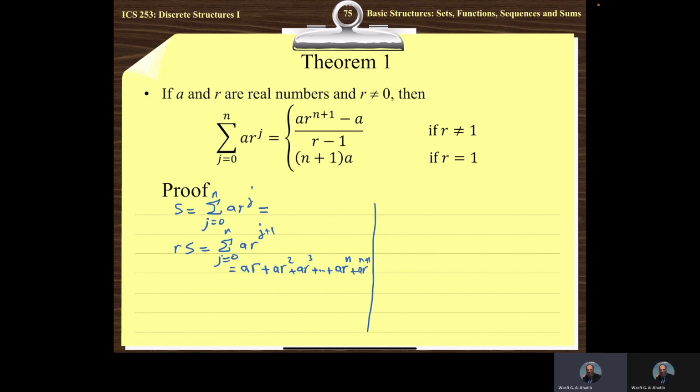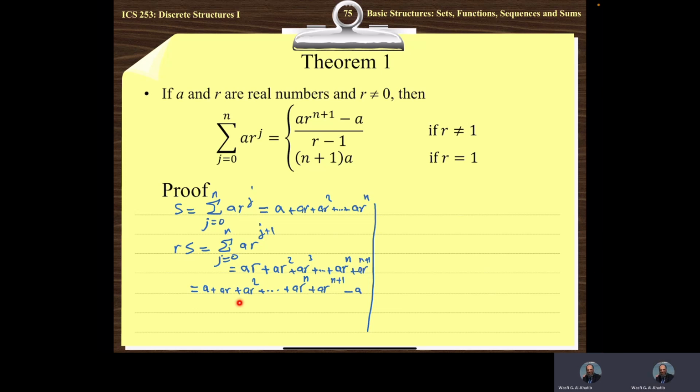Okay, this one is what? It is a, right? Plus a r plus a r squared, all the way to a r to the power n. In order to get this summation, what do I miss and what do I need to add here? I need to have an a, right? I have something additional, which is the a r to the power n plus 1. If I want to add an a, I should subtract an a, right? So this is equal to a plus a r plus a r squared plus a r to the power n plus a r to the power n plus 1. And then don't forget to subtract the a.